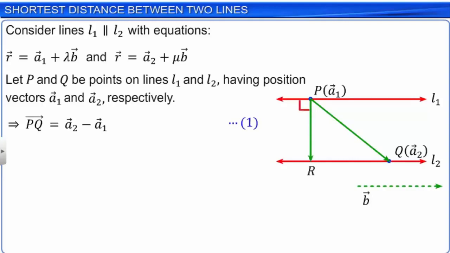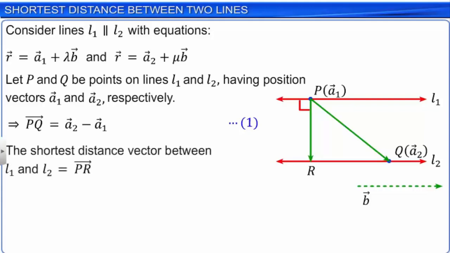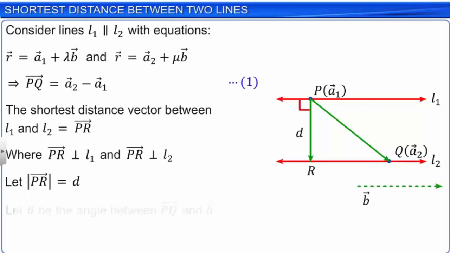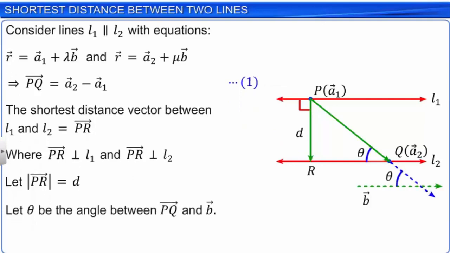Draw a perpendicular from point P on line L1 that meets line L2 at R. Now, vector PR represents the shortest distance vector between lines L1 and L2. The magnitude d of vector PR is the shortest distance between the lines L1 and L2. Let theta be the angle between vectors PQ and vector B that is parallel to both lines L1 and L2. Thus, by formula, the cross product of vector B and vector PQ is represented by equation 2.